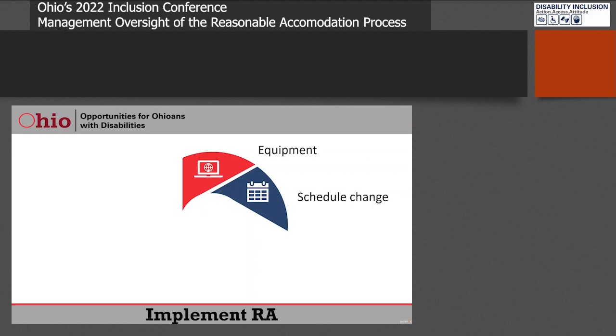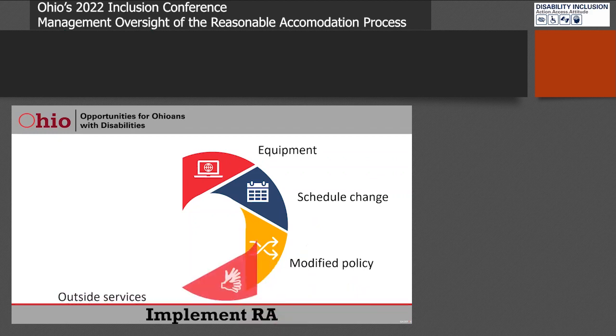It's important for a supervisor to know when a policy is being modified as a form of reasonable accommodation, so an employee is not disciplined for misconduct. For example, a no food at the workstation policy may be modified so an employee can take medicine as needed with food. When outside services are provided as a form of reasonable accommodation, such as for American Sign Language interpretation, the supervisor may assist in ensuring the service is provided on time and effectively.